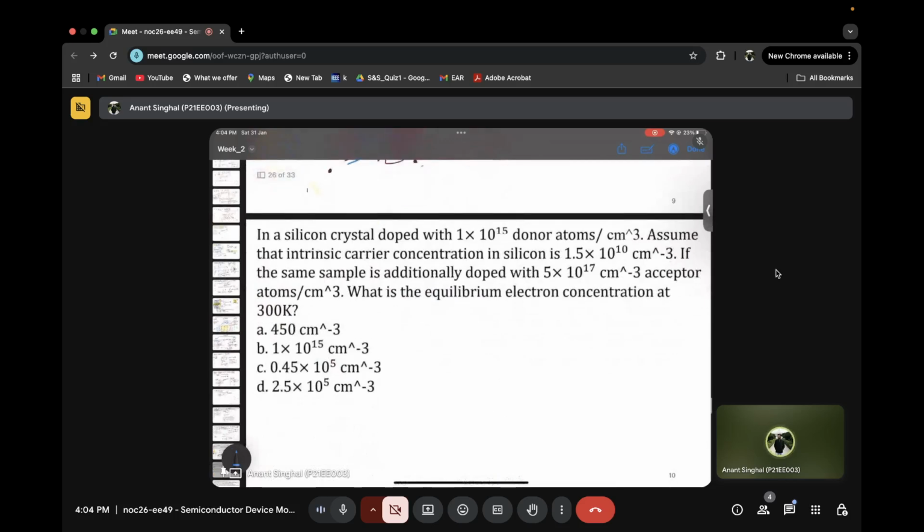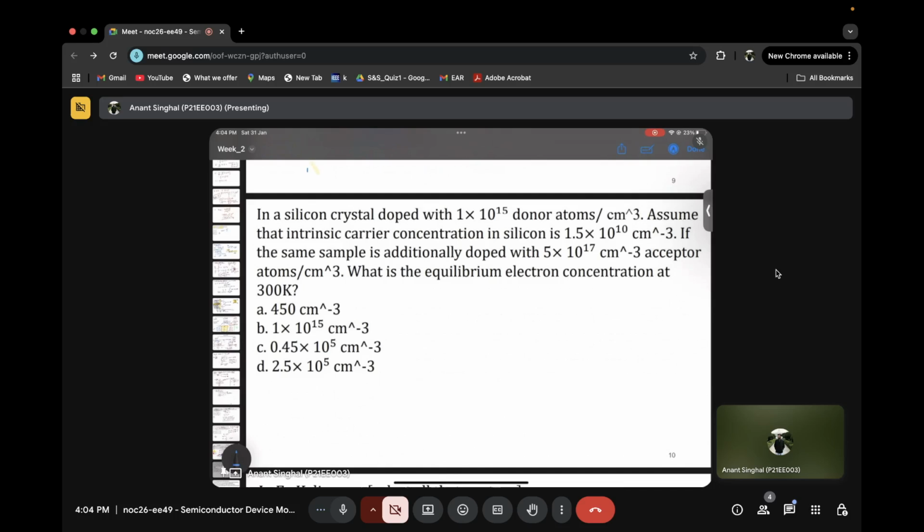Okay, now I think we can move ahead. This is again a similar problem using the mass action law. It says we are doped with this much donor atoms and it is additionally doped with this much acceptor atoms also. This is actually a good problem. Try to do it and let me know the answers quickly. What is the equilibrium electron concentration it is asking? The hint would be: if Nd is greater than Na, this is an n-type semiconductor; if Na is greater than Nd, this is p-type. Nd means n and Na means p. So quickly take maybe one or two minutes and then try to give the answer.